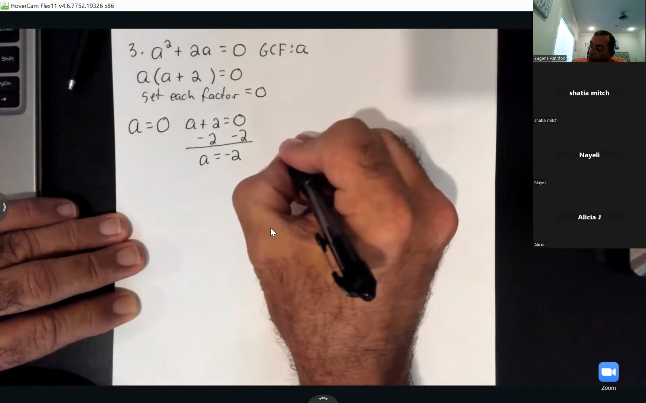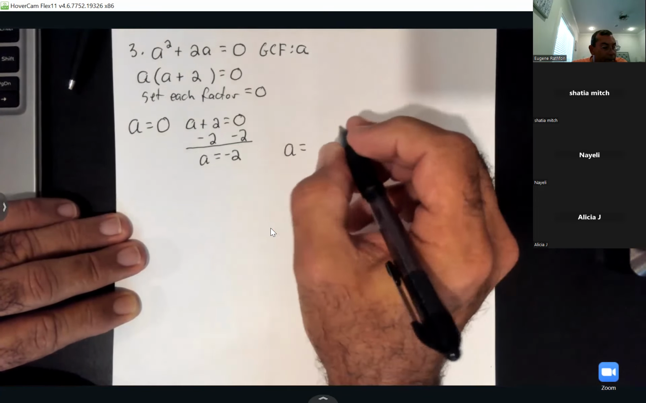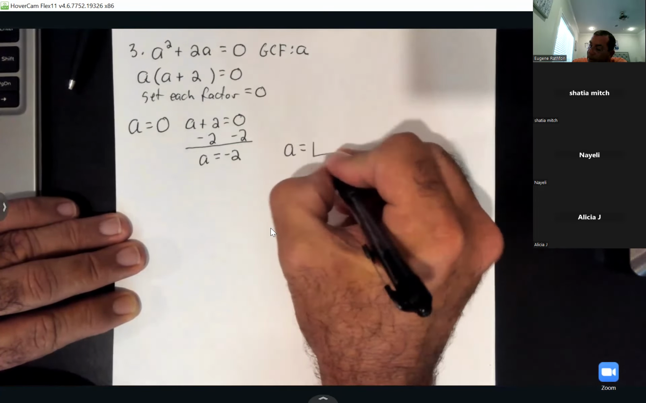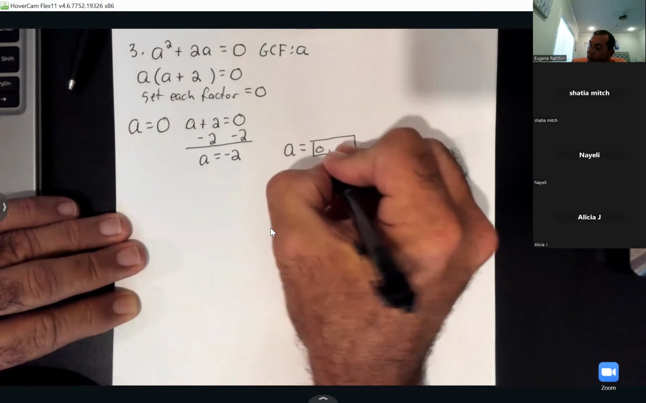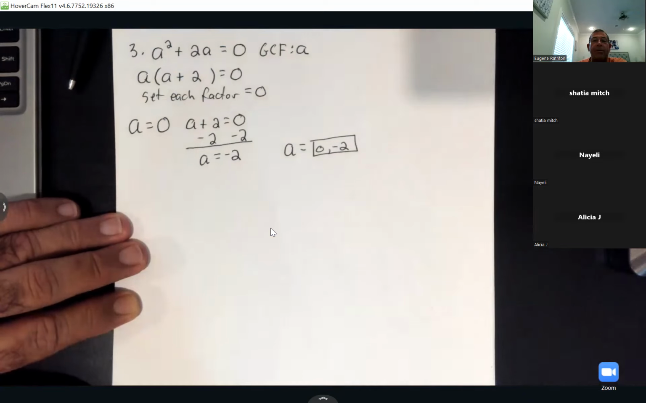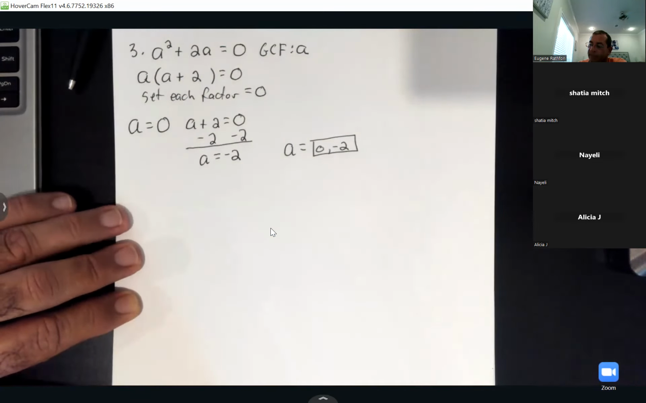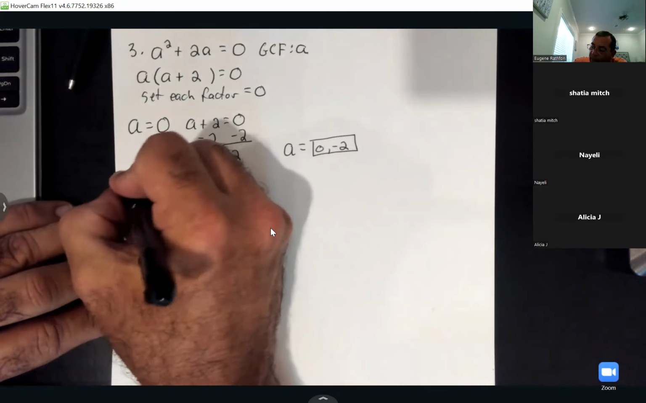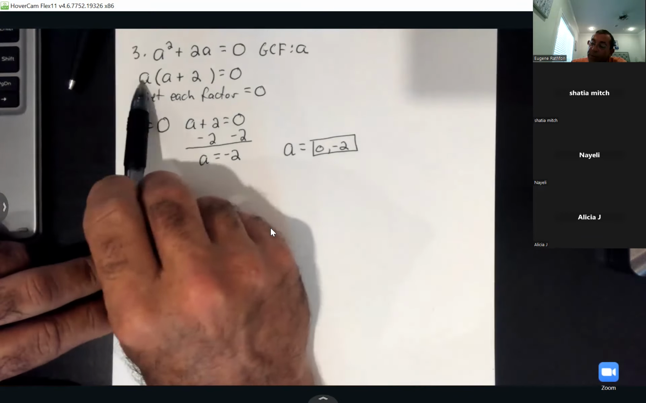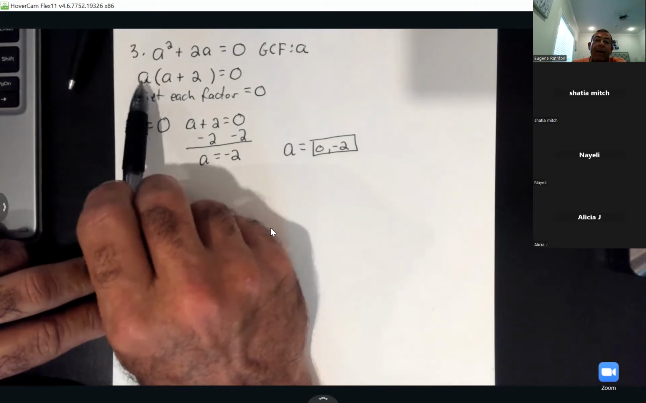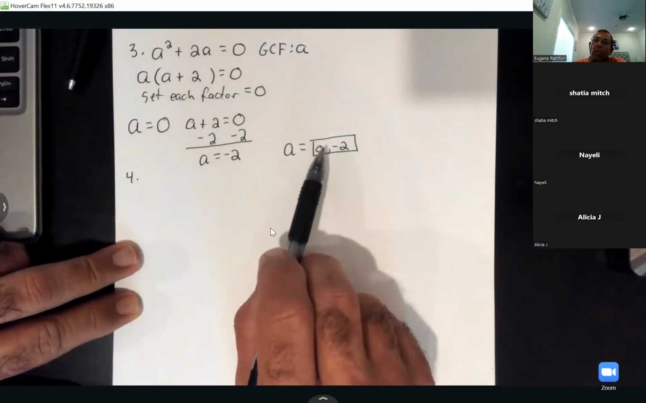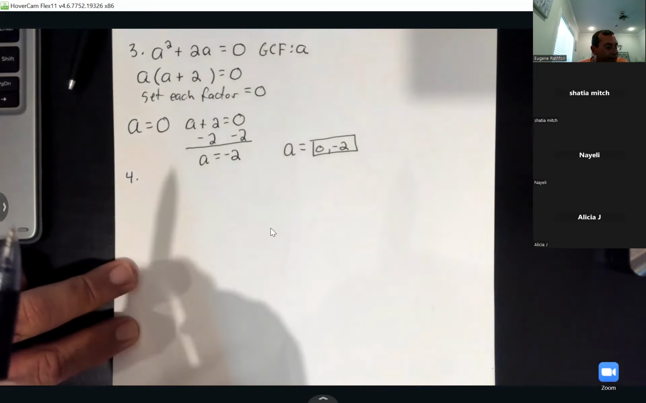So MATLAB will have A equals, and I'm going to have a 0, comma, -2. And 100% of the time, if you factor out a greatest common factor of a variable, 0 will be that answer, okay?